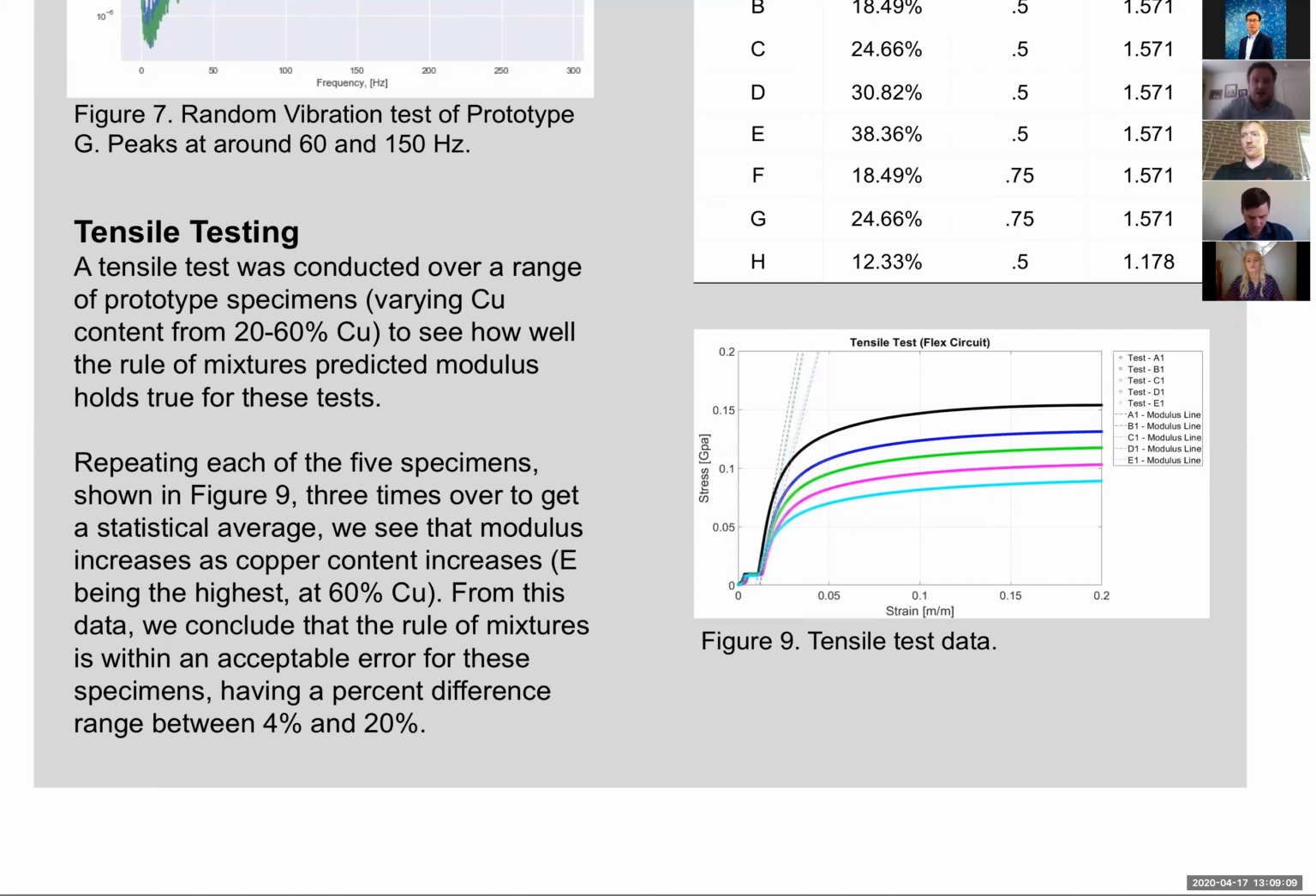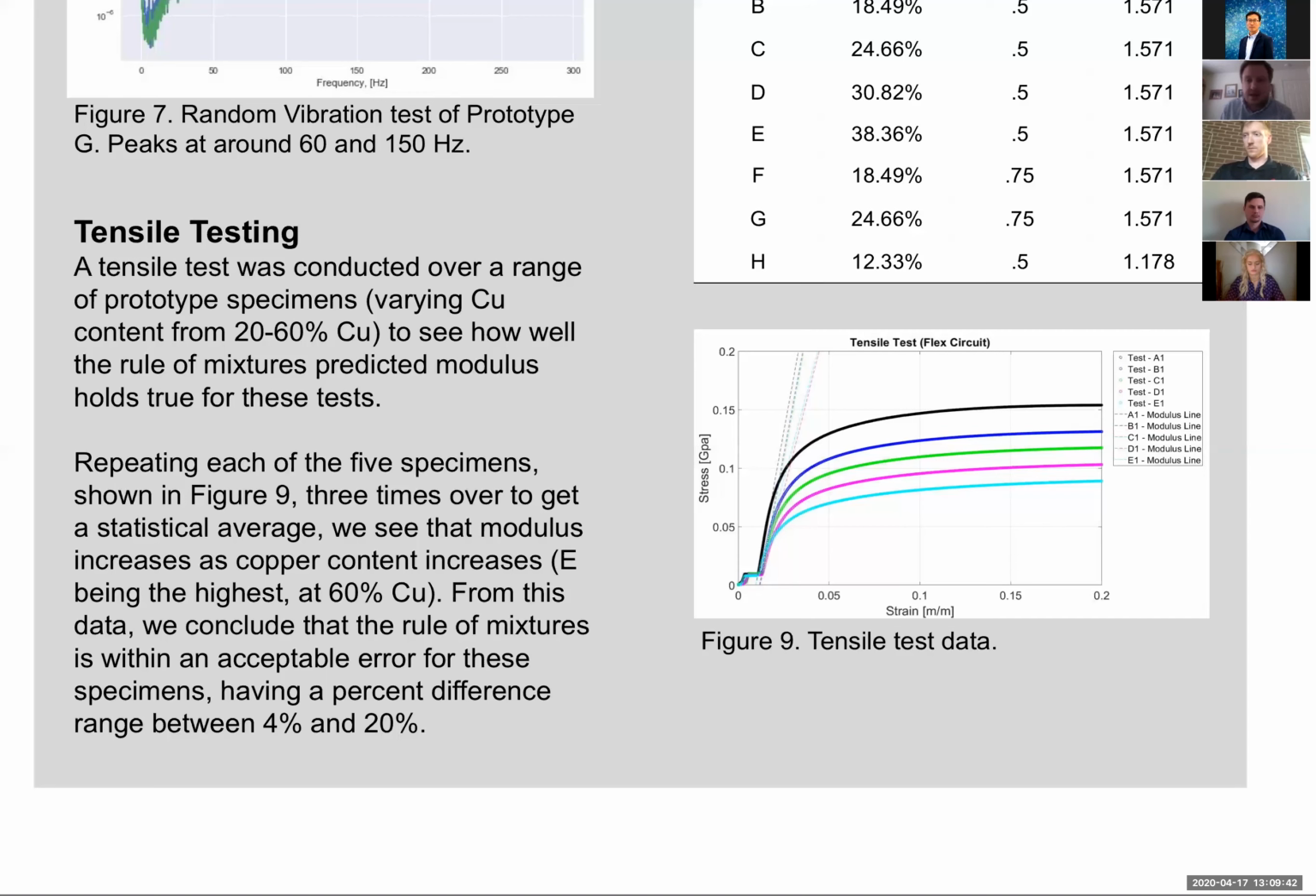After running the results from the Instron machine and comparing it to our theoretical values, we were actually pretty close to predicting the value that we wanted. It was more accurate with a higher content of copper. So our black line right here was within a 4% difference. As we moved down, this blue line was 20% difference from our theoretical value.